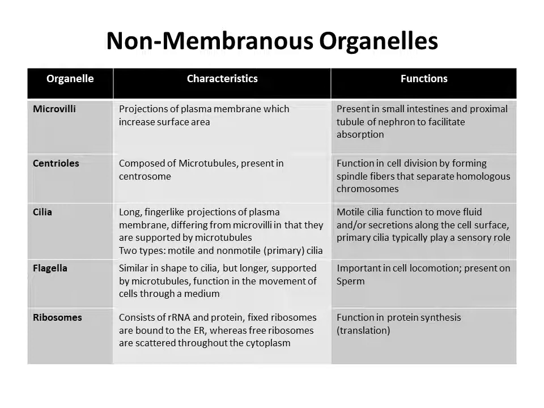Let's look at the ribosomes. Their characteristics: they consist of ribosomal RNA and protein. Fixed ribosomes are bound to the ER, that is the endoplasmic reticulum, whereas free ribosomes are scattered throughout the cytoplasm. What is their function? They function in protein synthesis, that is translation. So these are the details that you should remember about non-membranous organelles.